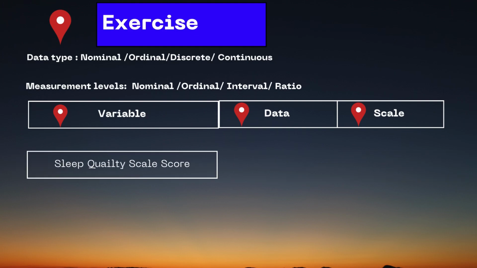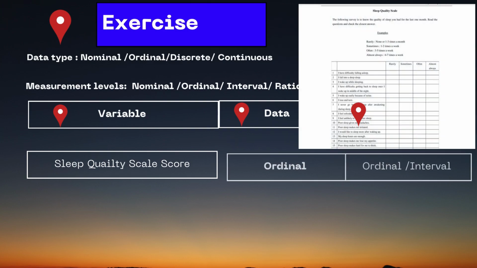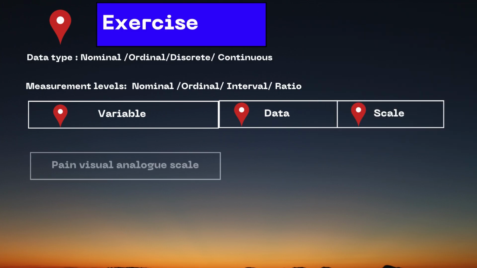Answer. The Sleep Quality Scale is a psychometric scale built on ordinal items. While each item on the scale is ordinal, the total score of an individual, which sums the scores of all items, is sometimes considered an interval scale by some statisticians. In this context, I have taken the total score as an interval scale. Next question is pain on visual analog scale from 0 no pain to 10 worst pain.